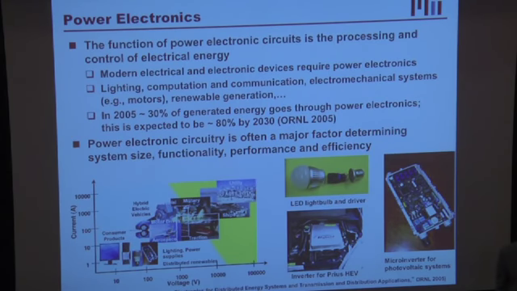The other aspect that's important, and why do we need some innovation in this area, is because pretty much the power electronic circuit's often a major factor determining the physical size of the system, the functionality, the performance, and the efficiency. So to give you a sense of that, in this simple example of the LED lighting, you can see that a large portion of the physical envelope of this device is actually consumed by the power electronic component. You can also see that in devices such as hybrid electric vehicles. And not only is it a function of size, but it's also a function of cost.